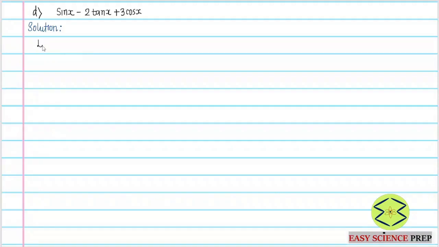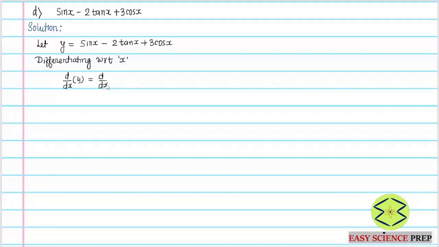We will say let y equals sin x minus 2 tan x plus 3 cos x. Again the same, differentiating with respect to x. When we differentiate with respect to x, we have to introduce d by dx to each and every term. d by dx of y equals the derivative of sin x. Here this 2 is a constant term, so we can take the constant term outside, as you already learned: 2 d by dx of tan x. You only apply differentiation to the variable term. Here also we have 3 as a constant term, so I can take 3 outside, and we apply derivatives to only the variable term, that is cos of x.